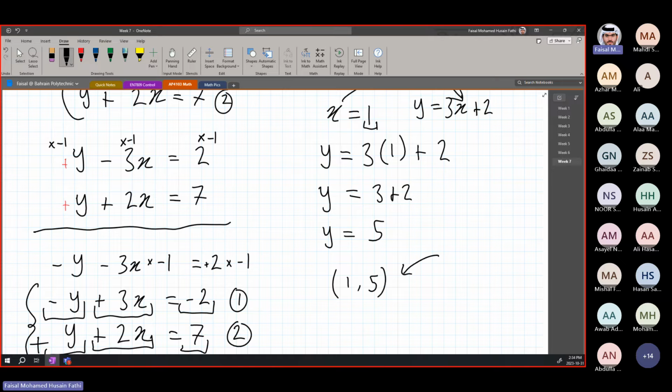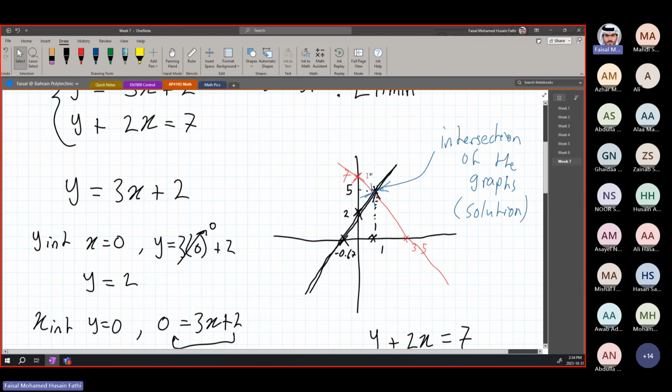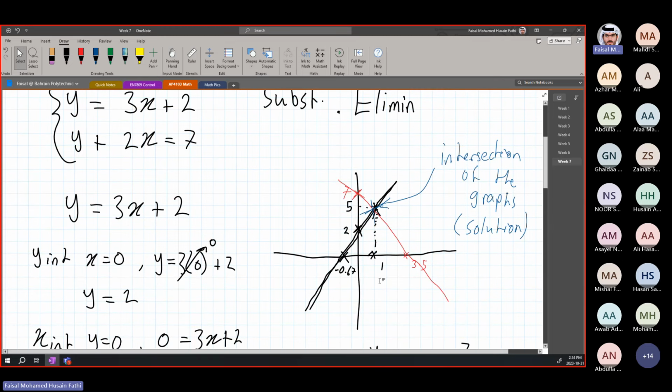This point is the point of intersection. This is where the graphs are meeting each other at this point over here. And if you notice, from the sketch, it is approximately correct. You can see this is going to 0.5 and this is going to point y equal 5 or x equal 1. So this point over here is 1, 5.